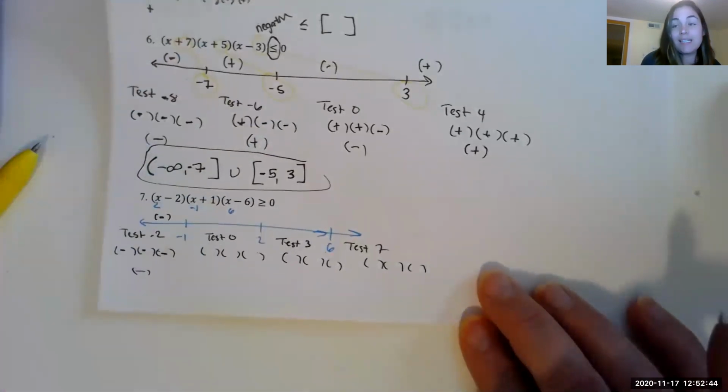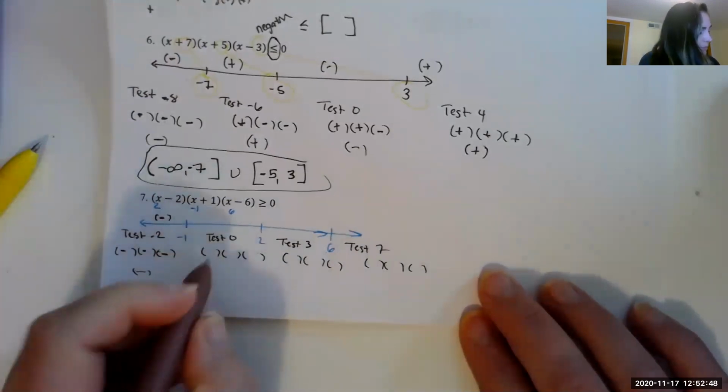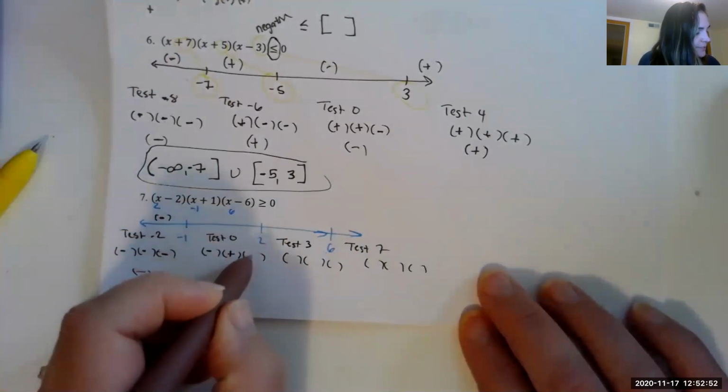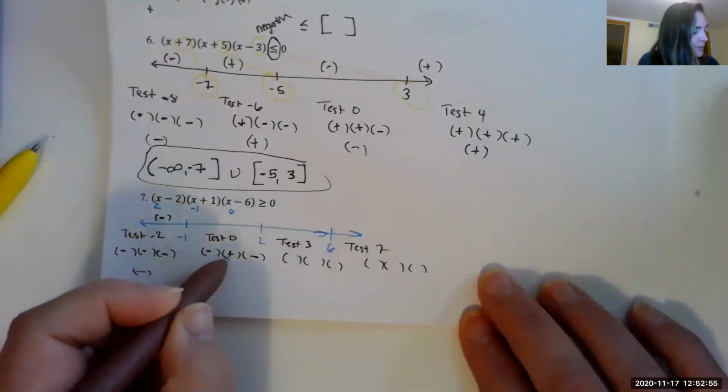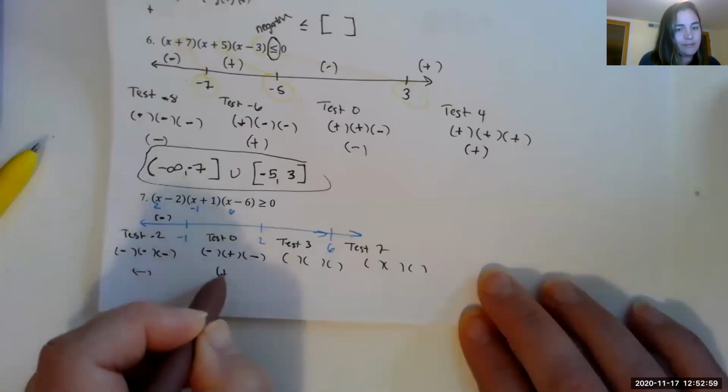All right, let's test 0. That's our next job. So 0 minus 2 is negative. 0 plus 1 is positive. 0 minus 6 is negative. So negative times a positive is a negative. Then a negative times a negative is positive.